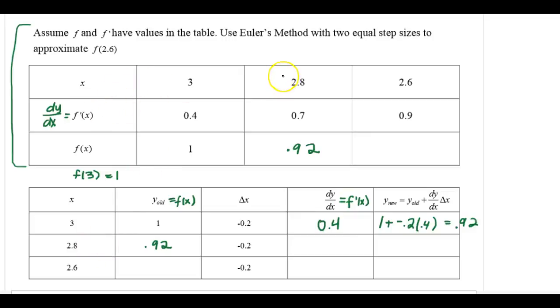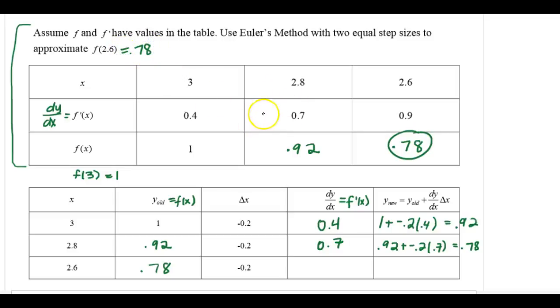So I was given f prime of x at 2.8 is 0.7. So now we're computing 0.92 plus negative 0.2 times 0.7, and that ends up being 0.78. So this is 0.14, right? That's being subtracted from 0.92. So 0.78 is my value, right? So if I plug in 2.6 into y, which is f of x, that's my approximation, 0.78. So that is the value that I was trying to find.